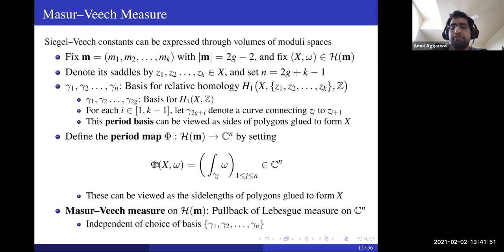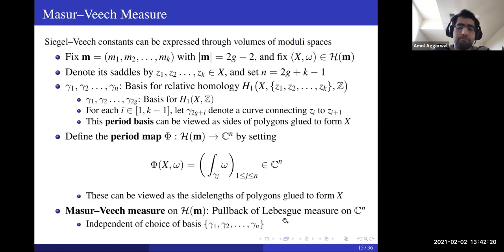So this is the period map phi, which we'll call the period map applied to (X, omega), just this n-tuple of integrals. Again, each individual integral can be viewed as the side length of the polygons that are being glued to form X. And the Masur-Veech measure is simply the Lebesgue measure on this set of side lengths. So it's the pullback of the Lebesgue measure on C^n. And we'll consider this is actually independent of the basis gamma 1, gamma 2, all the way to gamma n.